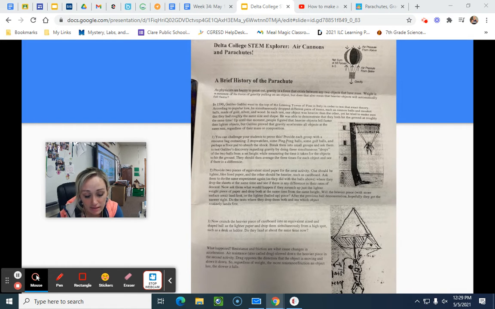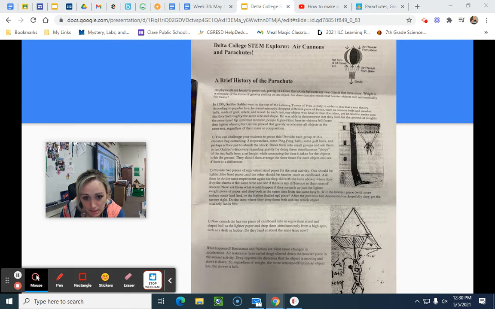In 1509, Galileo Galilei went to the top of the Leaning Tower of Pisa in Italy in order to test this exact theory. According to the popular tale, he simultaneously dropped different pairs of items such as cannon balls and muskets, and gold and silver and wood. In each test, one object was heavier than the other, yet he tried to make sure to drop them at the same time. Up until that moment, people figured that heavier objects fell faster than lighter objects, but Galileo proved that gravity accelerates all objects at the same rate, regardless of their mass or composition.